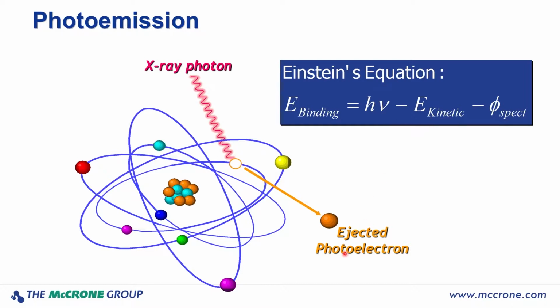The kinetic energy of the photoelectrons, so that's what we measure with our electron spectrometer, and that can be tens to hundreds of eV. And then the work function of the spectrometer, and that's the amount of energy that is required to get the photoelectrons from our solid material out into the vacuum of the instrument so that they can be collected and analyzed.